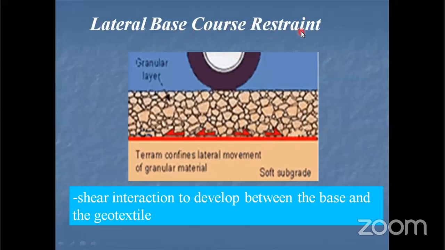So the lateral base force restraint, when you come to that, here the vehicular loads applied to the road surface create a lateral spreading or motion of this base aggregate. The placement of a geotextile layer allows for shear interaction developed between the base and the geotextile, thus reducing the lateral spread. That is, the shear stress developed between the aggregate and the geotextile is a key important factor in reducing this lateral displacement.